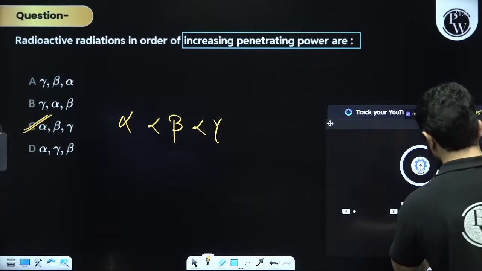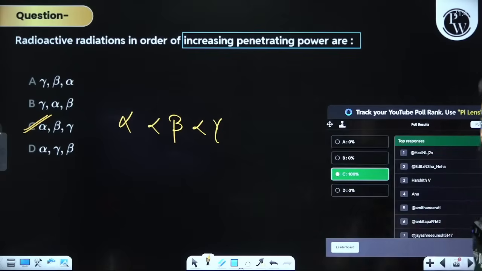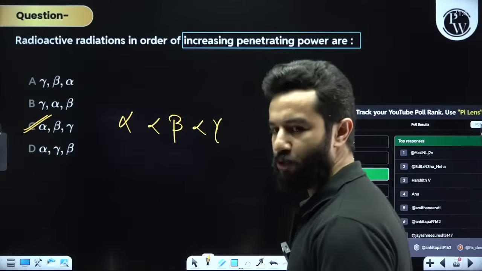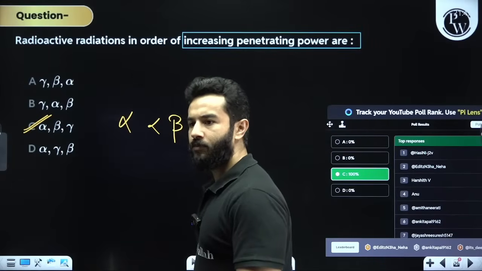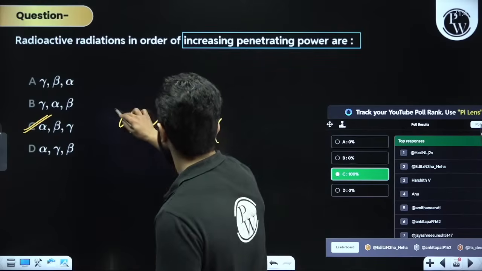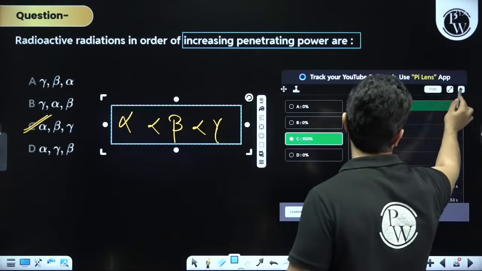Option C is correct. Clear? Clear, doston? Option C is absolutely correct. Done? Alright. Clear. Moving on.